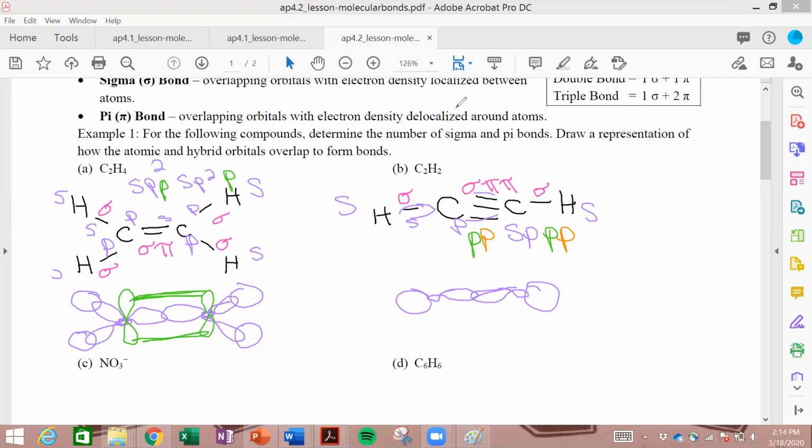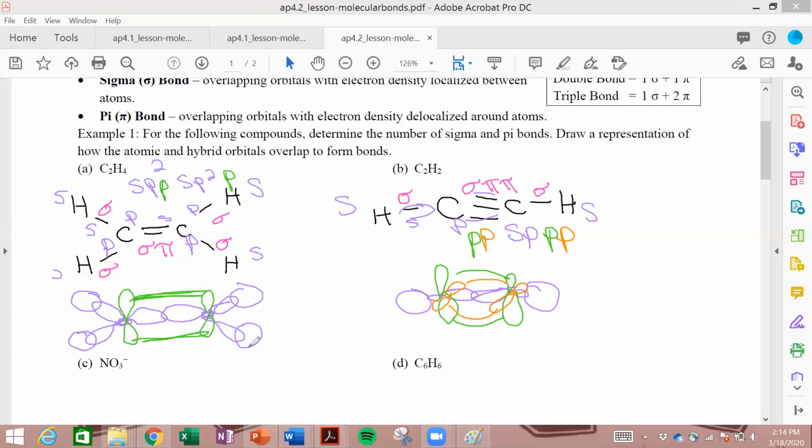And so one of those P shapes is going to be up and down, right, on the y-axis. So it's going to connect above and below. So that's your first pi bond. But then the second pi bond, if I can draw it, is going to be kind of like sticking out on your z-axis. And so it's going to connect side to side.